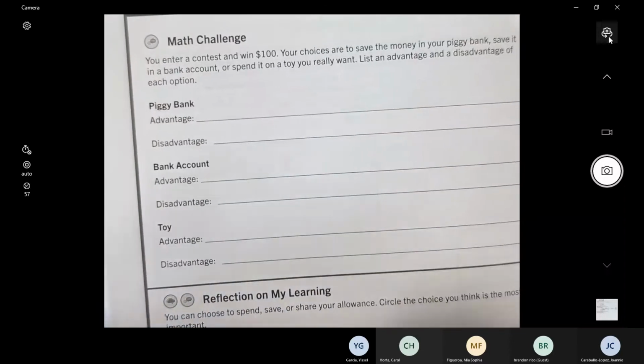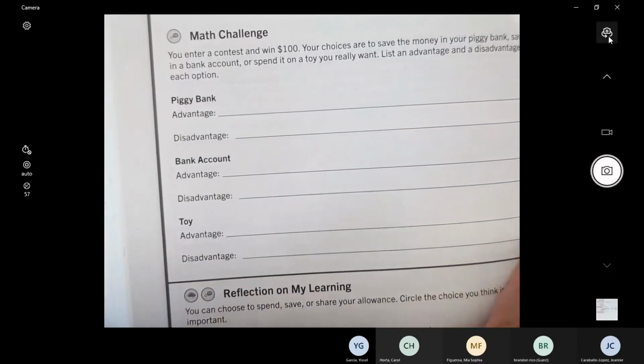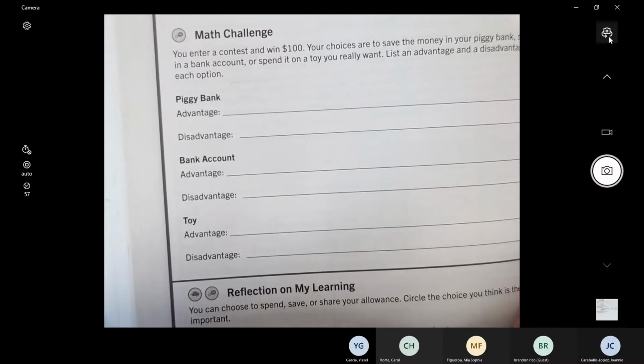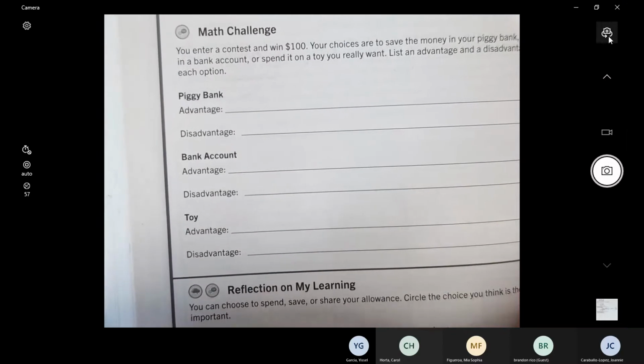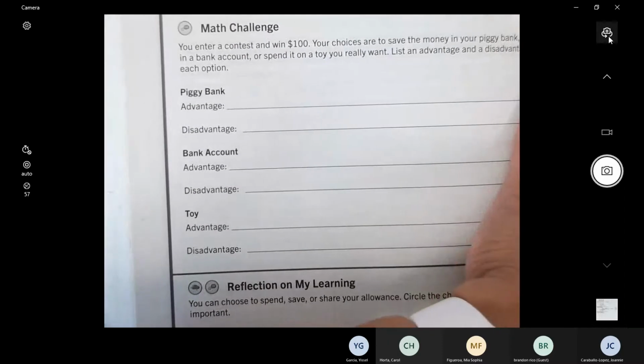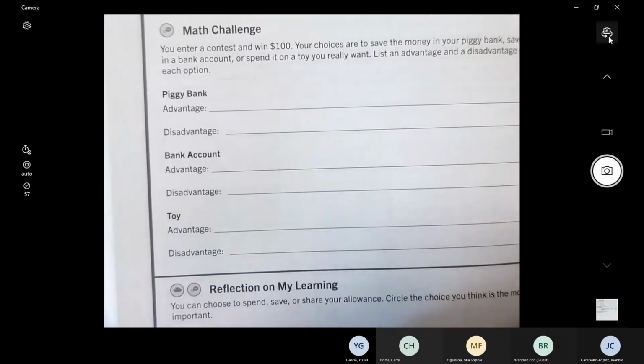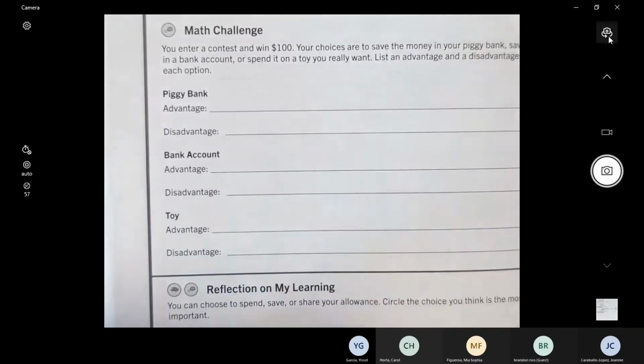Yes. Can I go to the bathroom? Who's asking me this? Giselle, you want to go to the bathroom? Yes, yes, go. Thank you for asking.